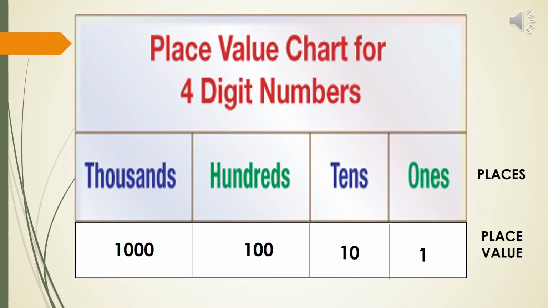This is the place value chart for 4-digit numbers. A 4-digit number has 4 places, namely ones, tens, hundreds, thousands. The ones place is represented by 1. The tens place is represented by 1, 0. The hundreds place is represented by 1, 0, 0. And the thousands place is represented by 1, 0, 0, 0.